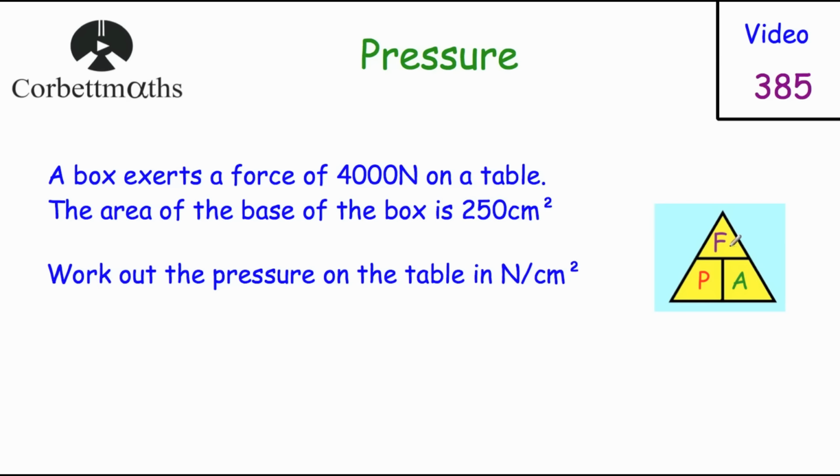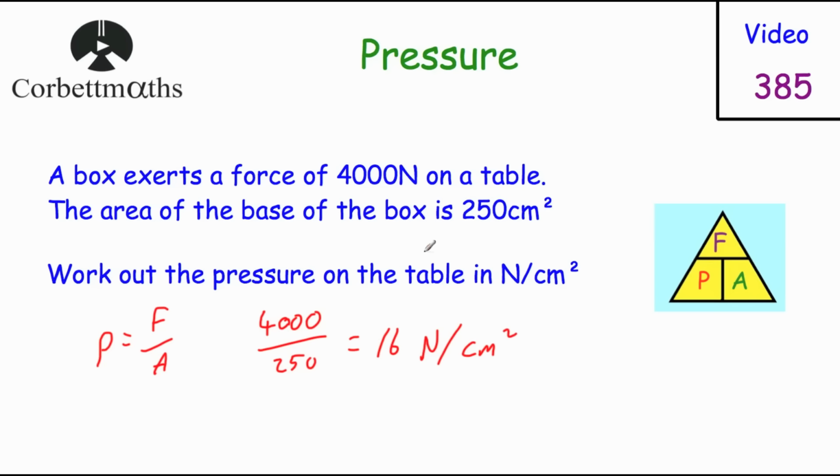So pressure is equal to force divided by area. The force is equal to 4,000 and the area is equal to 250. So if we do 4,000 divided by 250, that's equal to 16. So our answer would be 16 newtons, because our force was in newtons and area is in centimeters squared, so it'd be newtons per centimeter squared. And that's it.